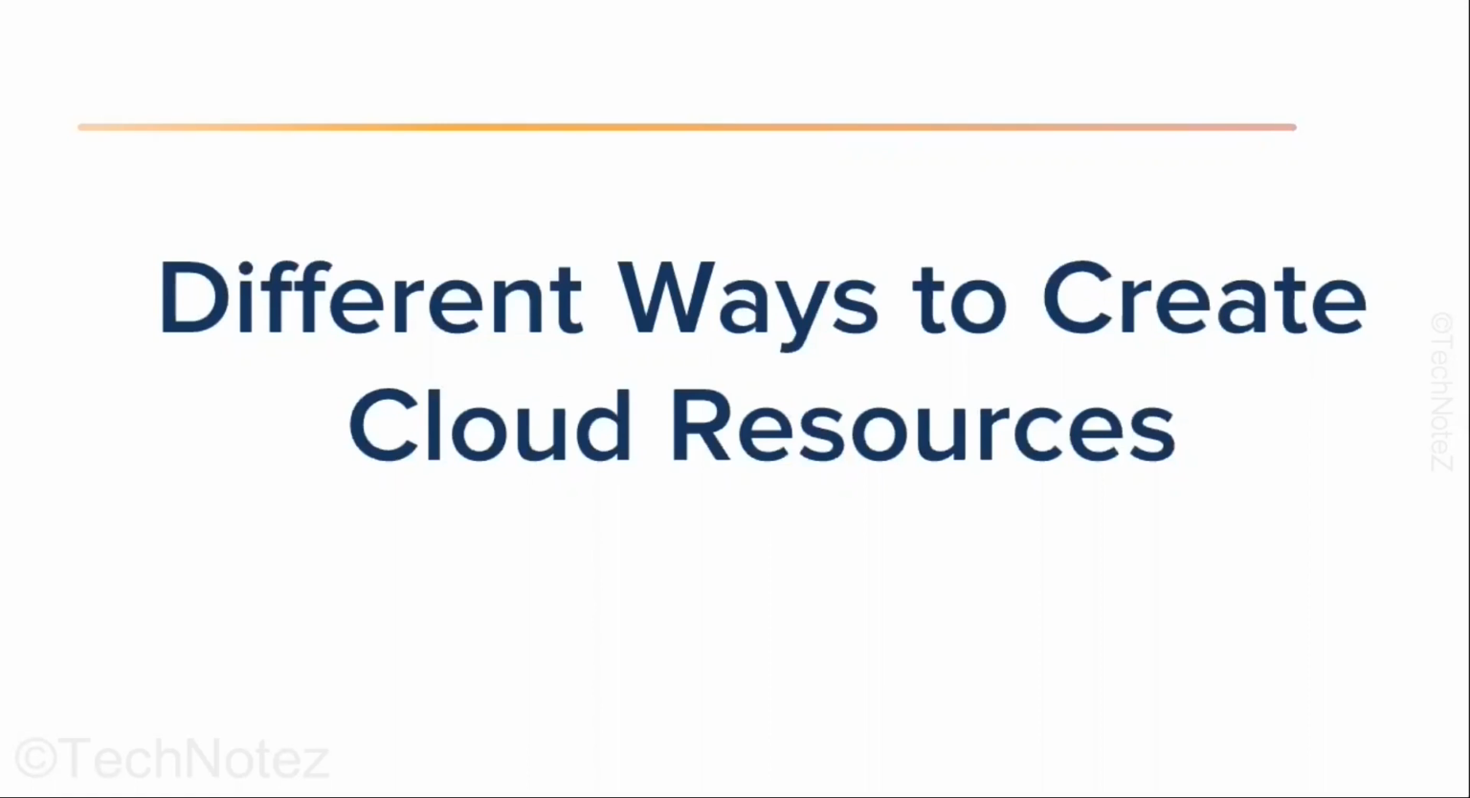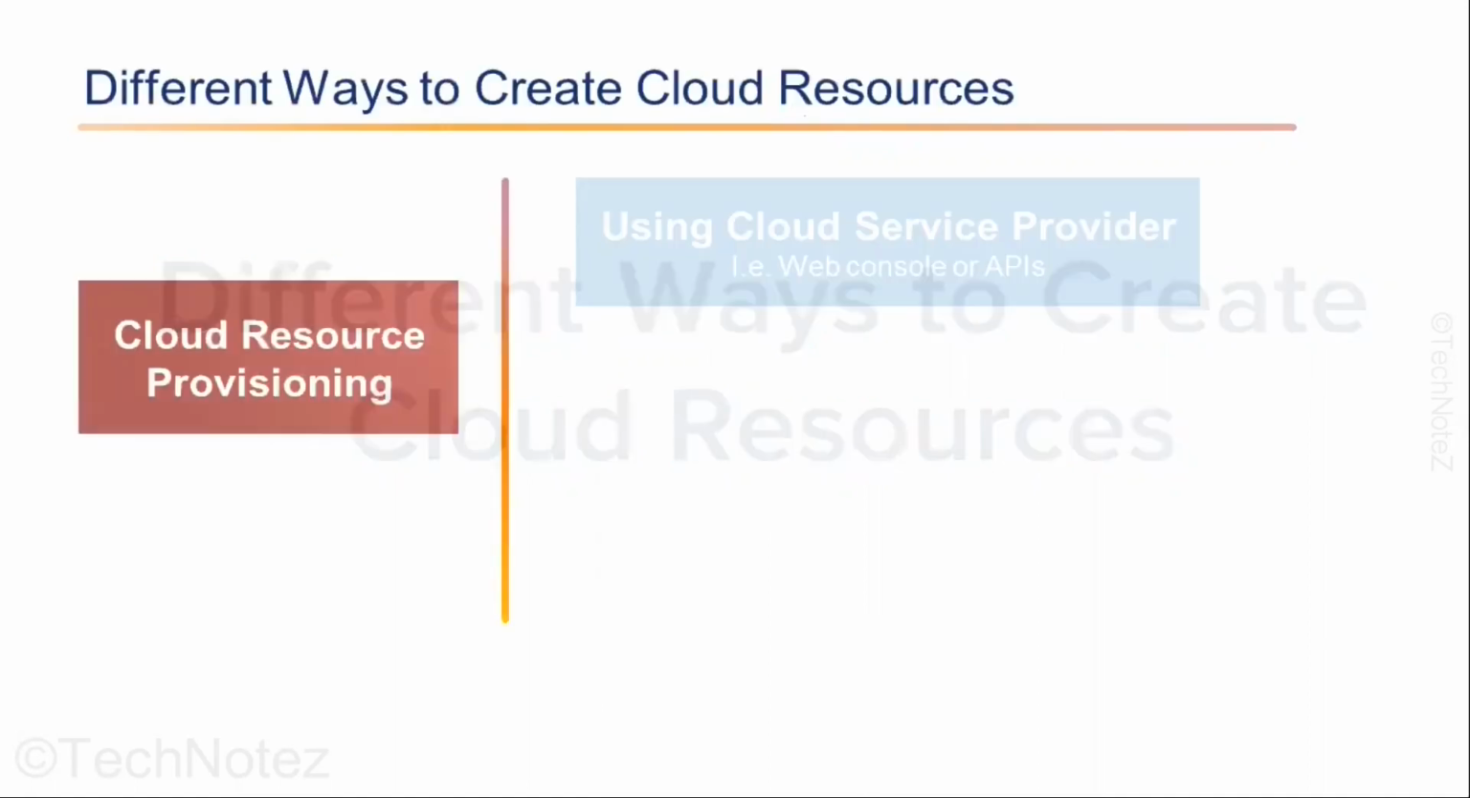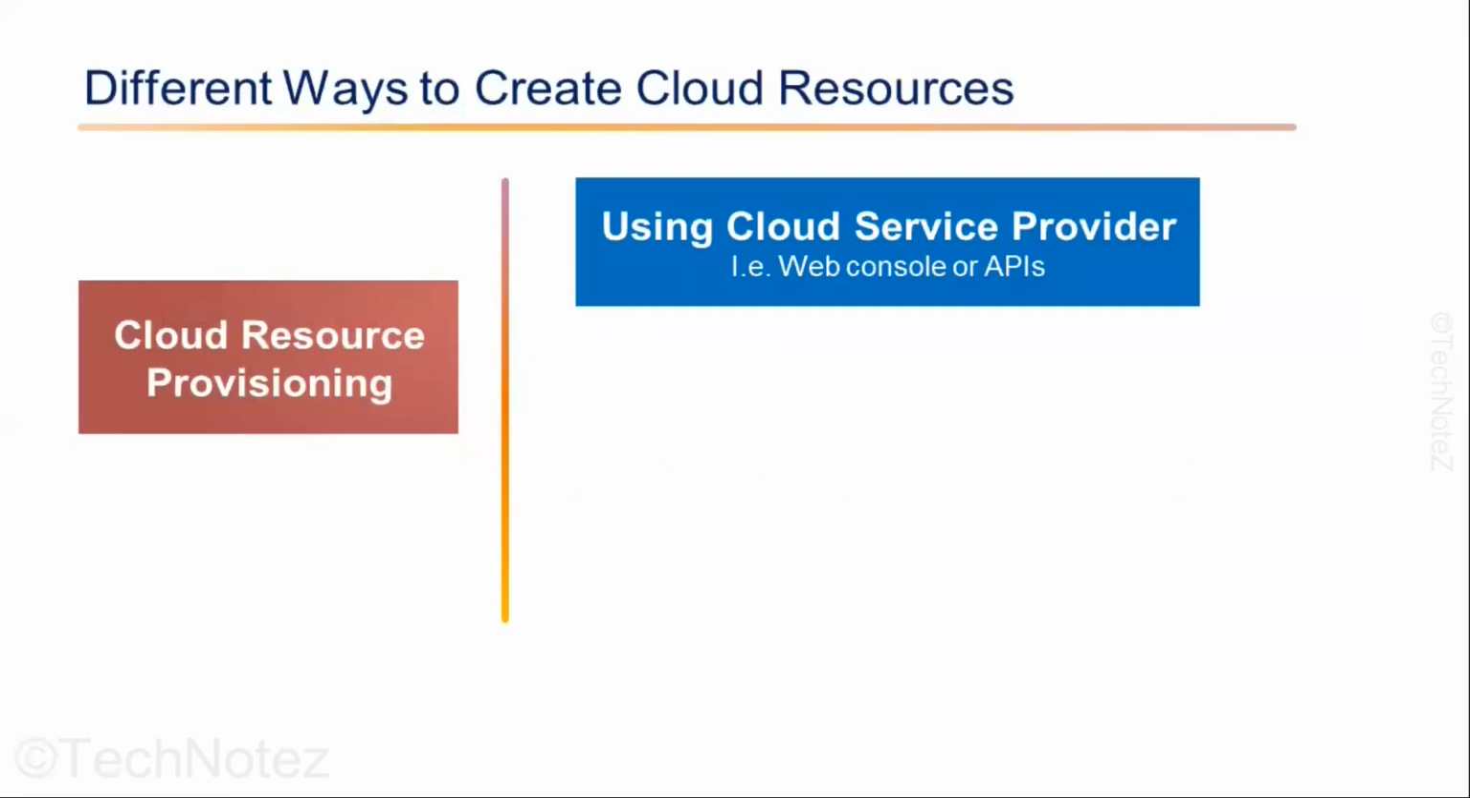There are multiple methods that can be used to provision and configure resources in the cloud. Method 1, using a cloud service provider. The easiest way to create cloud resources is by using a cloud service provider such as Amazon Web Services, Microsoft Azure, or Google Cloud Platform. These providers offer a wide range of cloud-based services such as storage, computing power, and databases, which can be created and managed through a user-friendly web-based console.